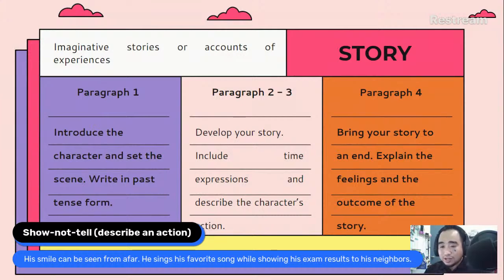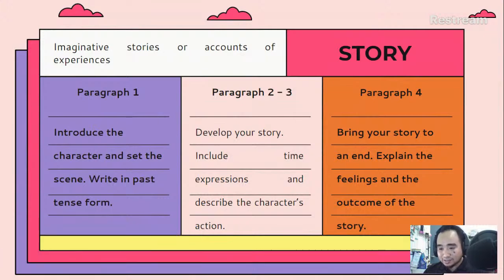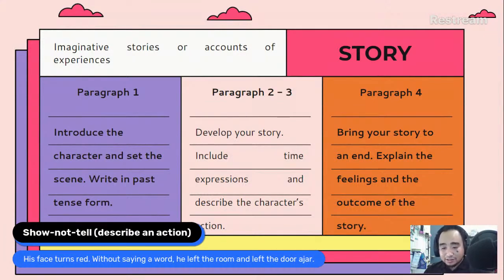So why not we try a little bit of doing show not tell? Can you describe an action without using the verb or adjective? Okay. So I show you once again the sample of show not tell. Ni contoh saya bagi. His face turns red. Without saying a word, he left the room and left the door ajar. You can imagine that he is angry. You can feel that he's angry without using the word angry.